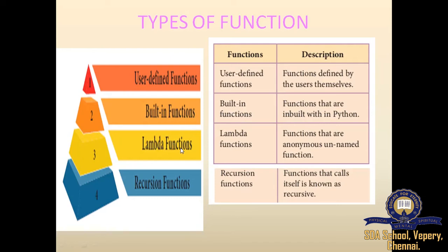Lambda function. This is a new topic you're learning in Python. Functions without a name. Normally, functions will be defined with a name. Here, we are going to define a function without a name. A function without a name is called a lambda function. They are also called anonymous functions. So they call them unnamed functions.